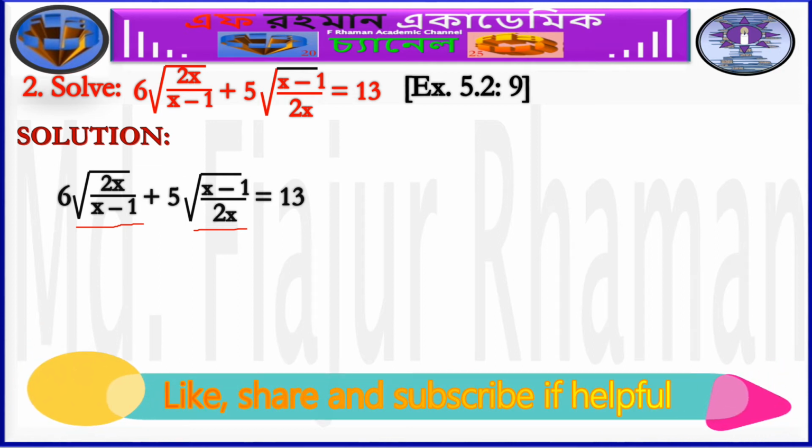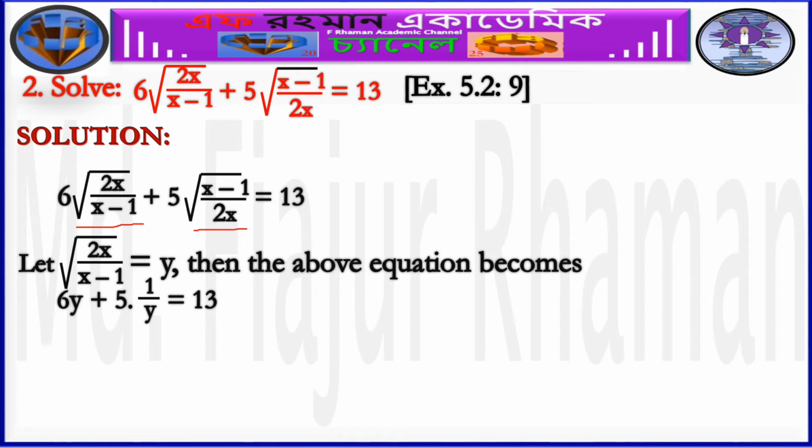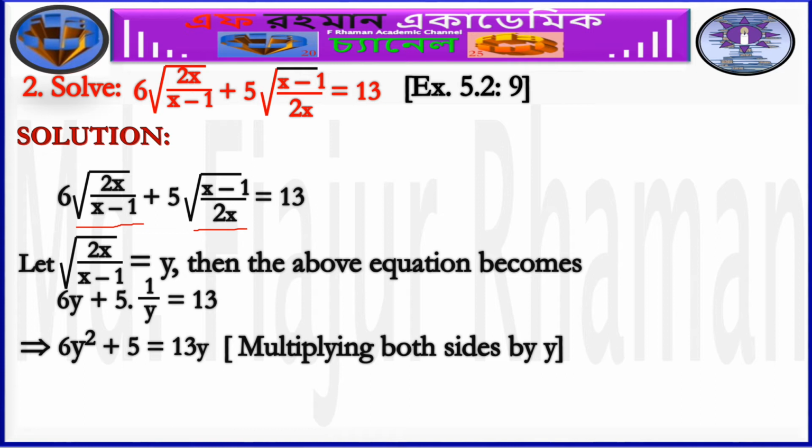Only in case of reciprocal terms, we should assume the first one as a single symbol for making it simple. Let square root of 2x by x minus 1 be equal to y, then the above equation becomes 6y plus 5 into 1 by y is equal to 13. This implies 6y squared plus 5 is equal to 13y, multiplying both sides by y. Transposing the term 13y from the right to the left, this implies 6y squared minus 13y plus 5 is equal to 0, by the process of middle terms.